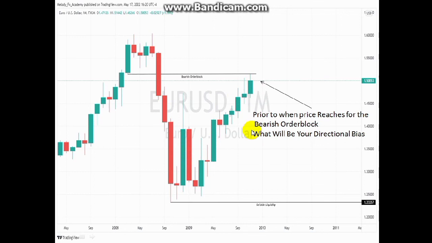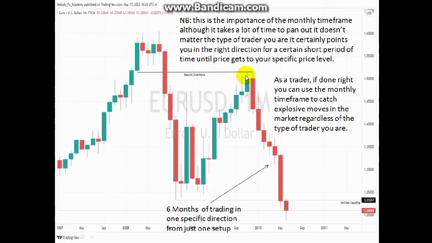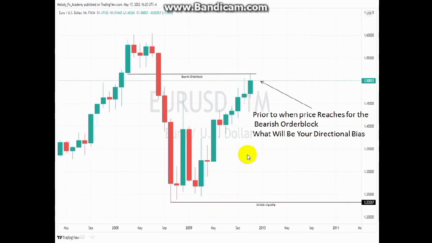Look for a single setup and watch how enormous, how huge the moves are. You know, watch how explosive the moves are, and how it would have benefited you. Just try and backtest this. Okay, so this is how important the monthly time frame is. The monthly time frame is very, very important, guys. If you can frame a single setup from it as a trader, trust me, it's going to play out, and the movement is going to be huge.